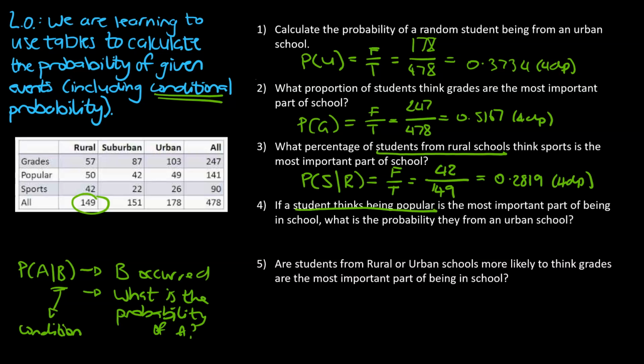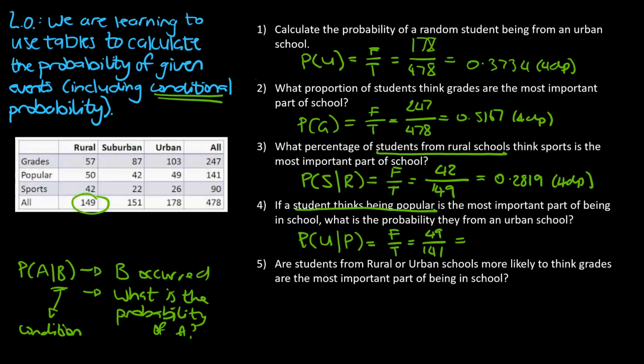So there's another condition to this. Being popular must occur. So what's the probability that they are from an urban school? So probability of being from urban given they think popular is the most important part. Same deal, F over T. So our total, how many people? So we know they must think popularity is the biggest thing. That's 141. So that's those 141 people. Of those 141, how many of them are from an urban school? Well, that's going to be 49 of them.